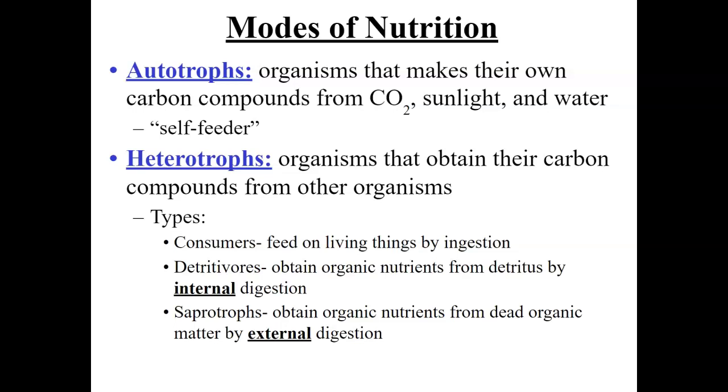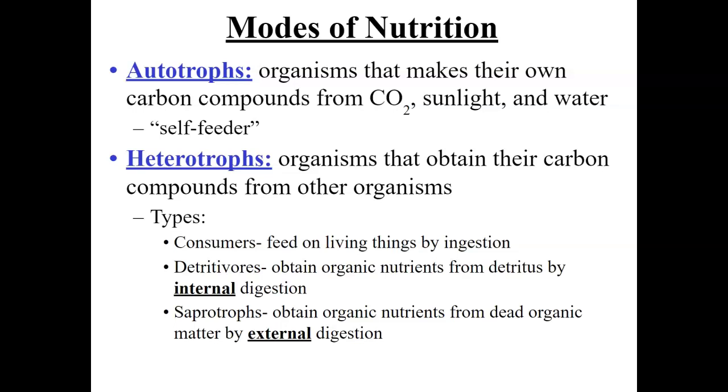Heterotrophs are organisms that depend on other organisms as their food source. So again, troph means food and hetero means other. There's different types of heterotrophs. Consumers are the types of heterotrophs that feed on organisms by taking them in or ingesting them.